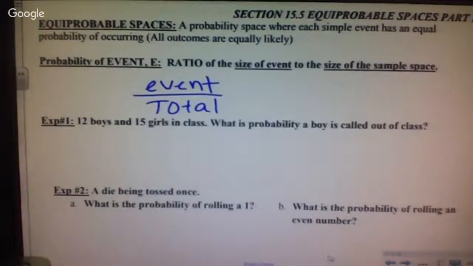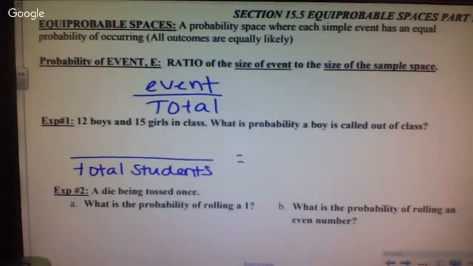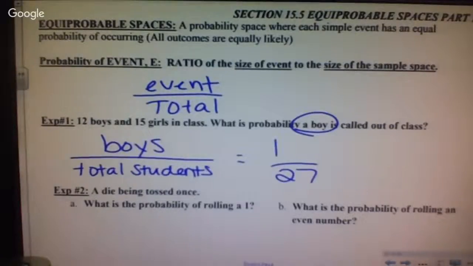Okay, so we're going to start off nice and slow. Okay, example 1 says, I have 12 boys and 15 girls in a class. What is the probability that a boy is called out of class? So in the bottom, I need my total students. Okay, Kimberly said that's 27. Okay, in the top, what do I want to find? I want to find a boy. So in the top is how many boys? Well, Kimberly says I have 12.